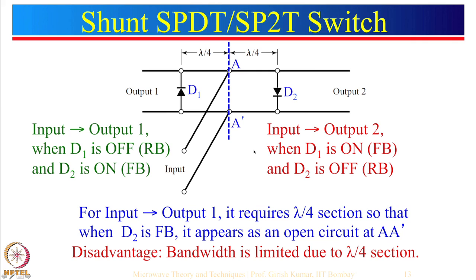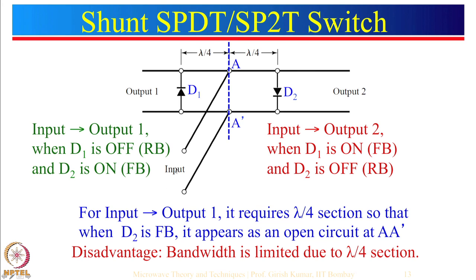Now let us look at an alternate way of realizing the same SPDT, but using shunt configuration. You can see that here we have diode D1 and diode D2, connected in shunt configuration. However, there is an additional thing here: there is a line of length lambda by 4 here, and a line of length lambda by 4 over here. I will explain the purpose of these line lengths.